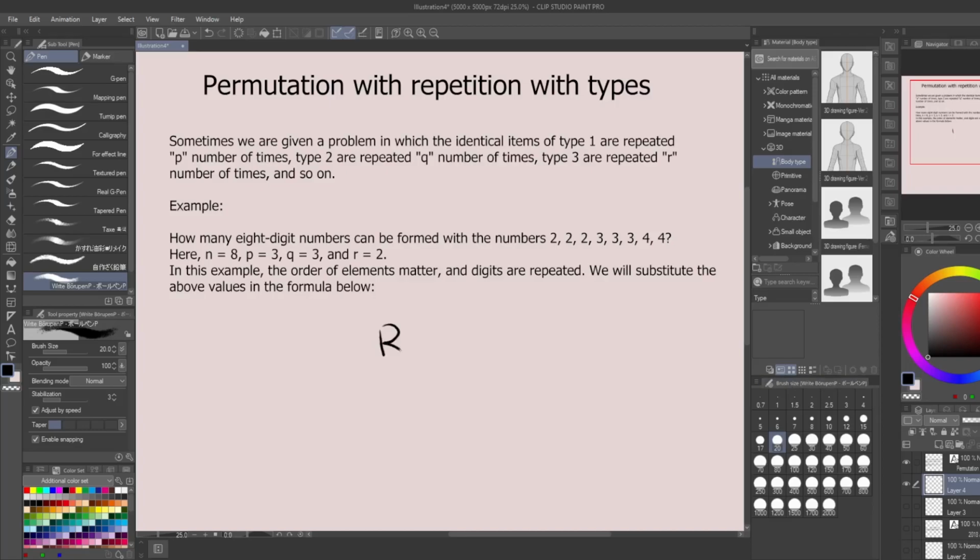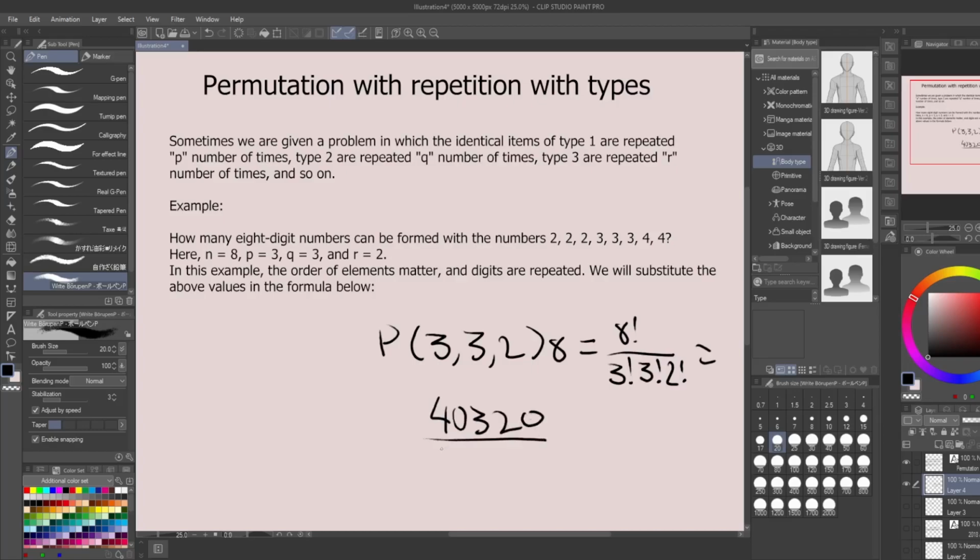So if we have the amounts of repeated elements as 3, 3, and 2, and there are 8 elements in the set, we can substitute that as 8 factorial over 3 factorial times 3 factorial times 2 factorial, which gives us 40,320 over 72, which gives us 560.